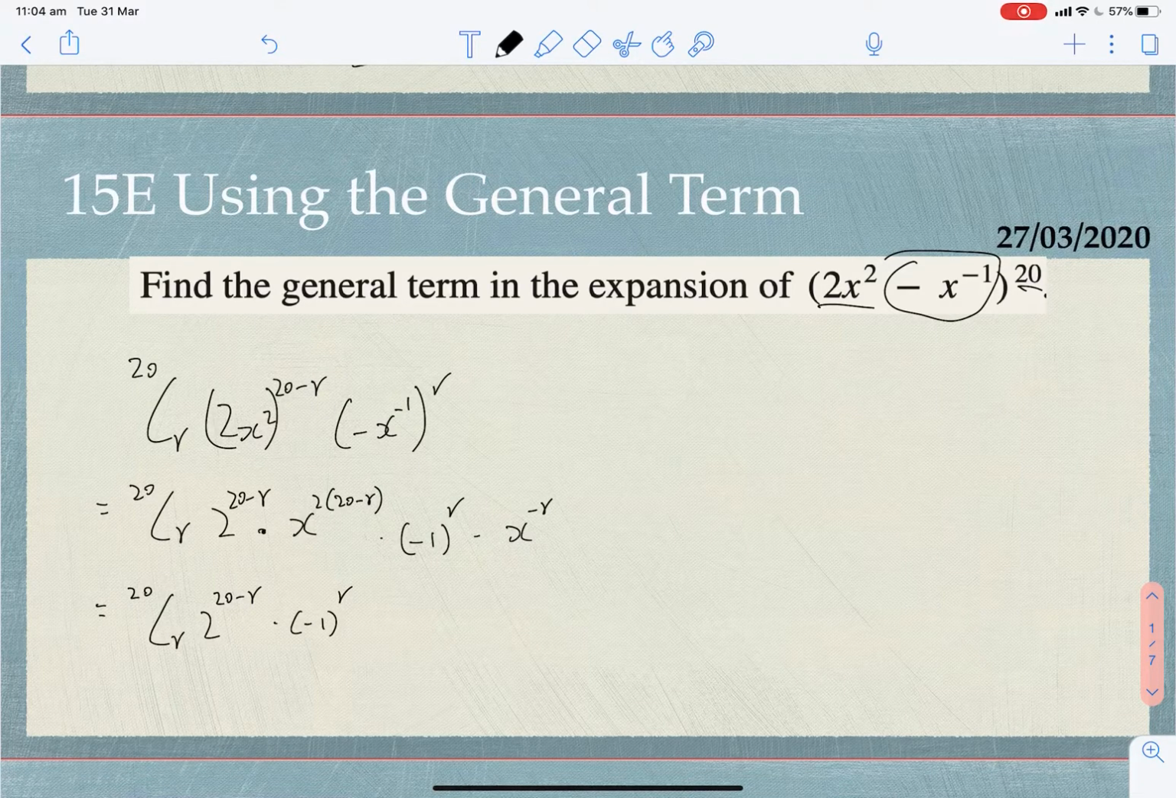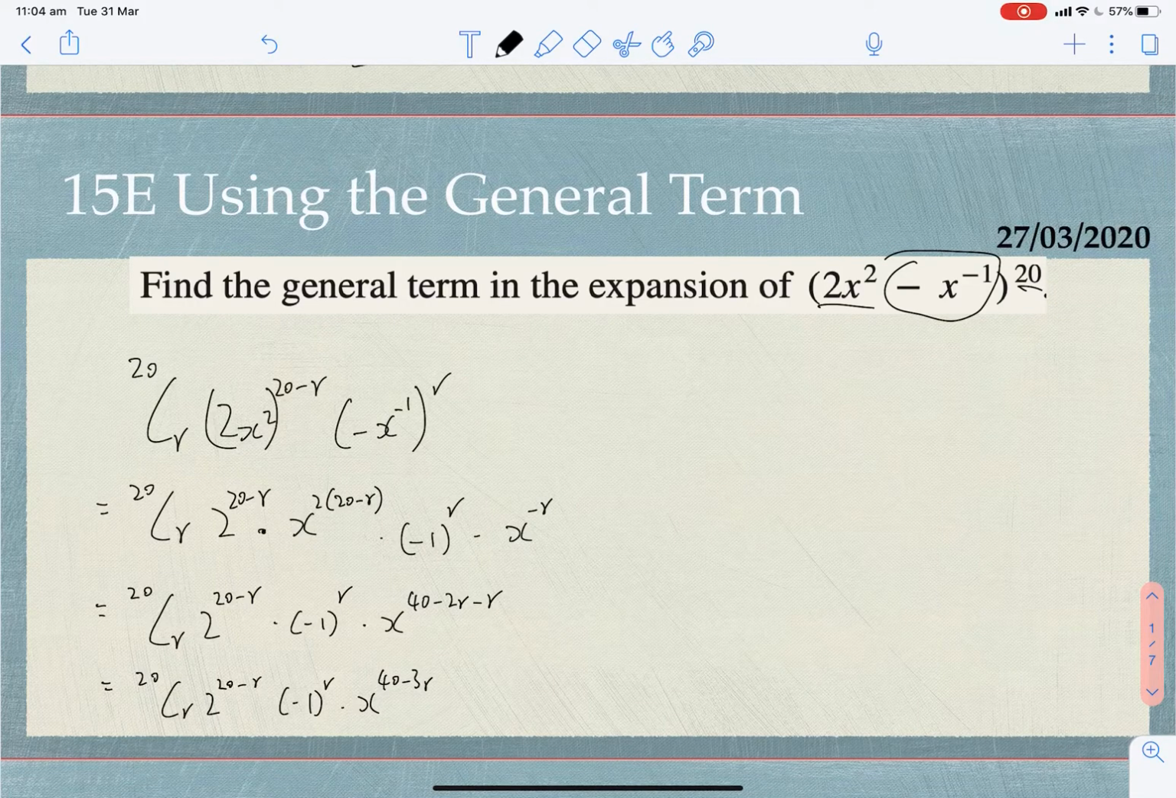Now for these two x terms, according to the index law, we can just add the indices. So that would be 40 minus 2r minus r, which is 2 to the power of 20 minus r, negative 1 to the power of r, times x to the power of 40 minus 3r. That is our general term. So we basically combine the two x's together. If you want to find a term, it is extremely easy.